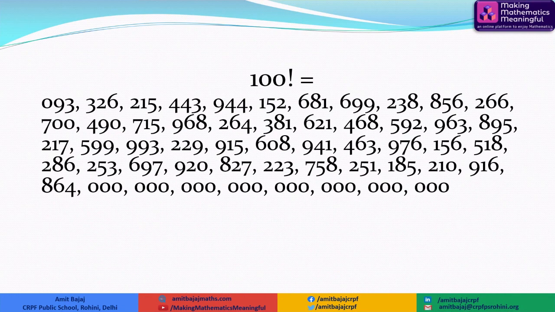This is 100 factorial for your reference only, so you can check it out. At the end, there are 24 trailing zeros here.